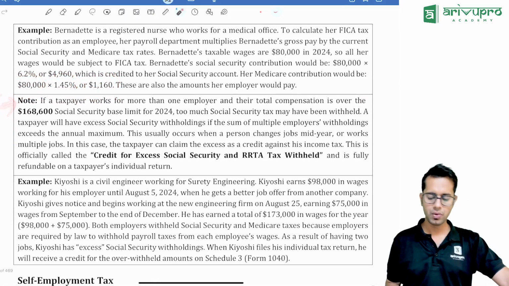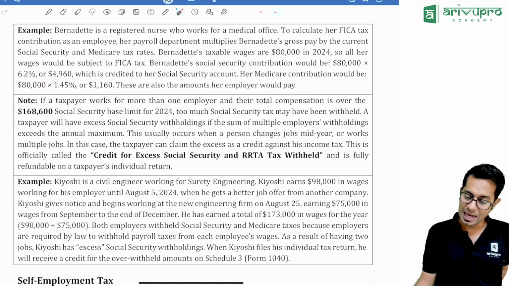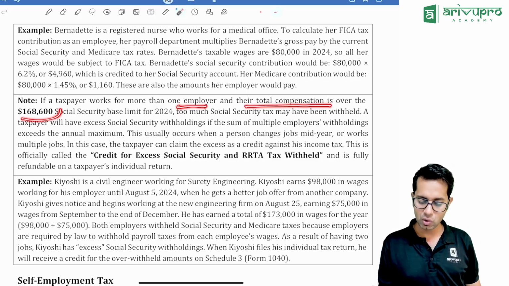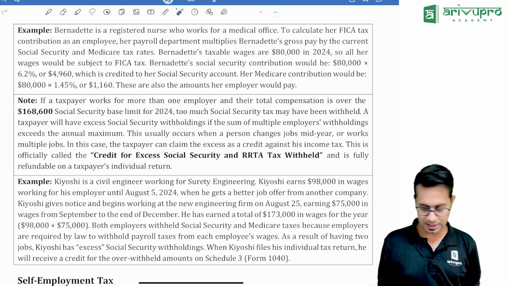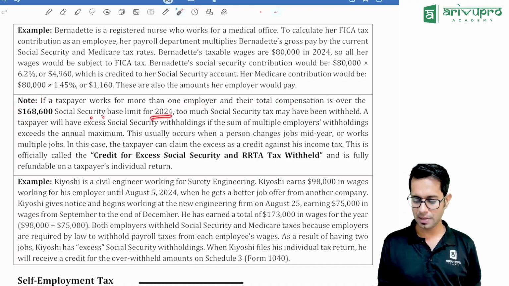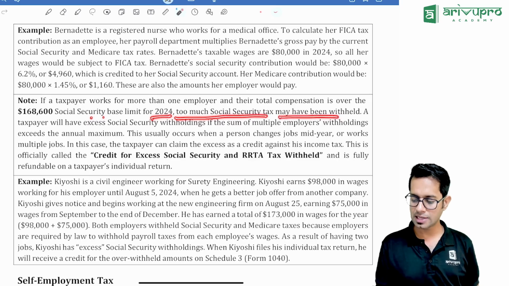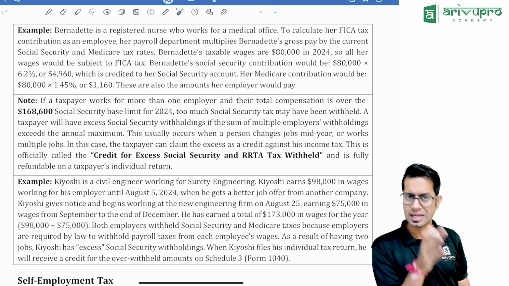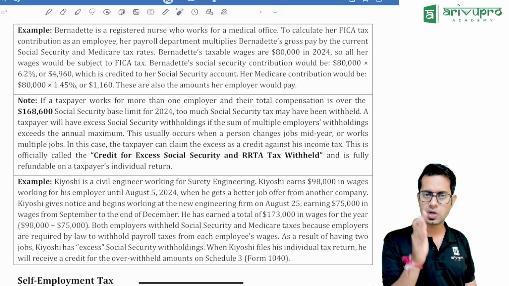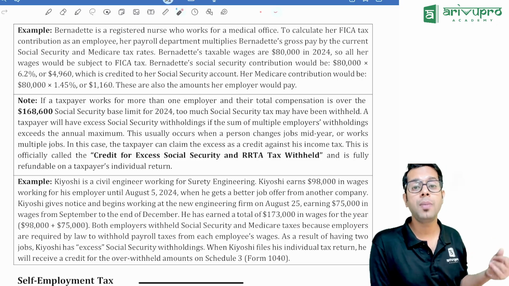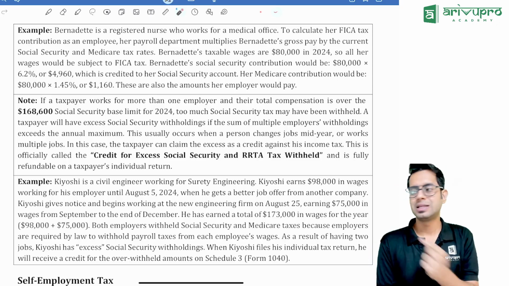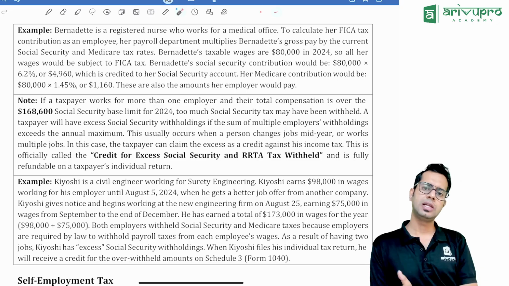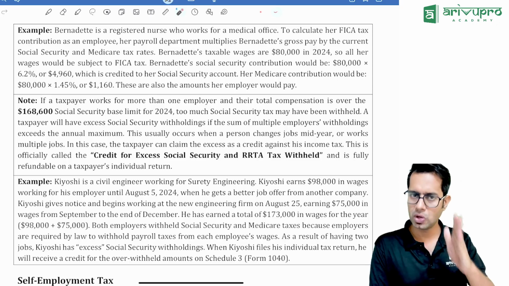Now, note, if the taxpayer works for more than one employer and the total compensation is more than $168,600, Social Security tax shall be limited to so much of Social Security as may be withheld. Meaning, because he has worked for more than one person, that Social Security tax will be restricted to that amount. You will have to inform your new employer that you have received money from your previous employer also and it is crossing the limit, so please restrict the Social Security component only till this amount.